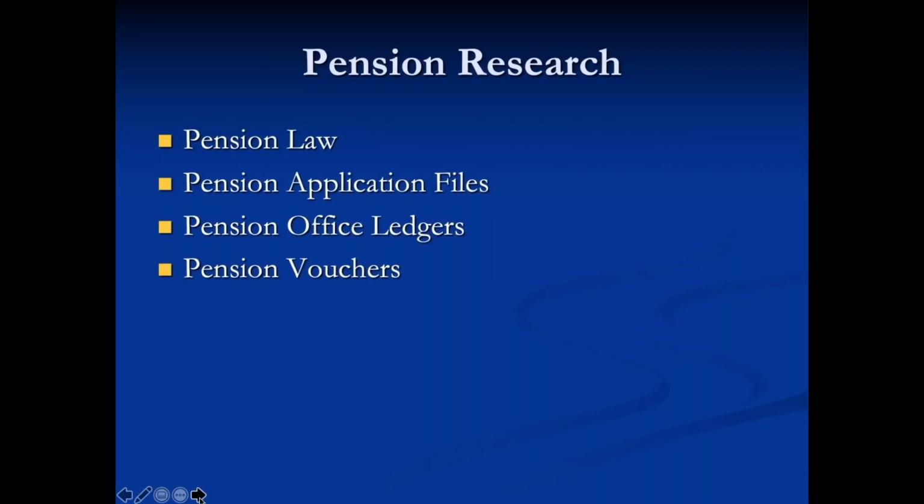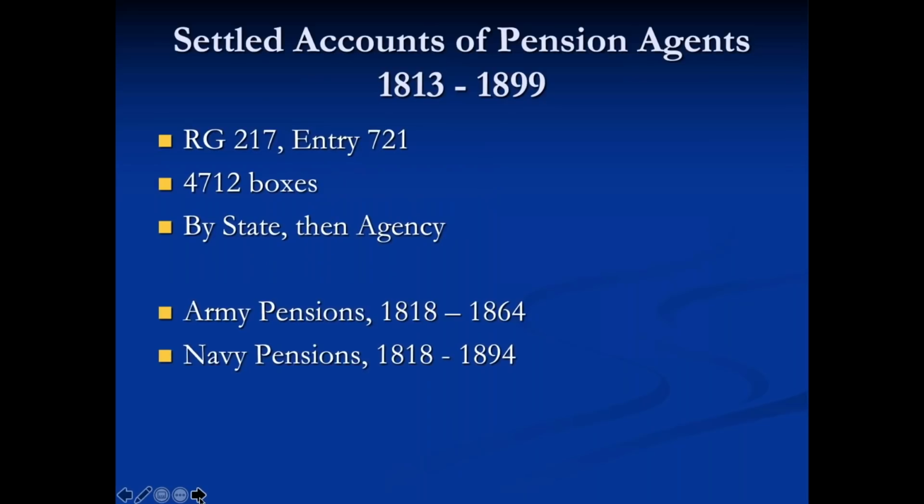So let's talk about pension vouchers for a moment. These are found in Record Group 217, the records of the accounting officers of the Treasury. Entry 721, there are 4,712 boxes. They're filed by state and then by agency, meaning Connecticut, meaning Albany, meaning Buffalo, that kind of thing. Also in these are Army and Navy pensions, in the same records.